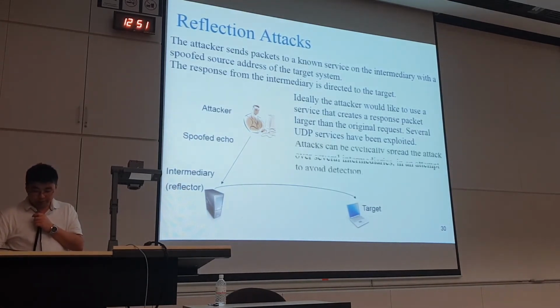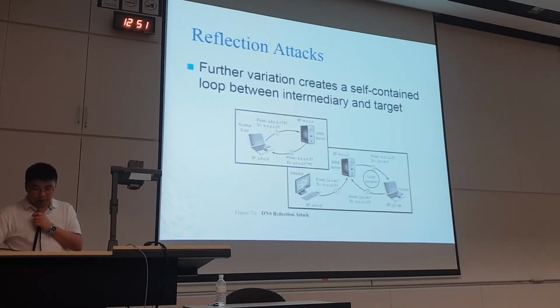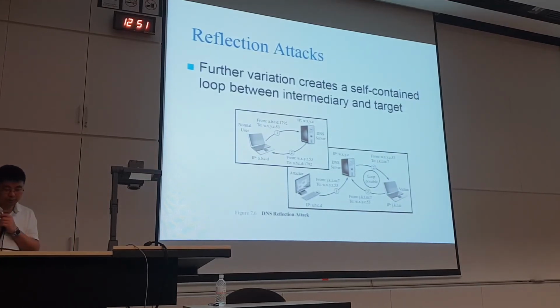In some situations, you may even create a loop between the server and the victim. This picture illustrates this scenario. In this case, the attacker sent a UDP echo request to the server, the DNS server. The attacker sent a packet to the DNS server using IP spoofing.